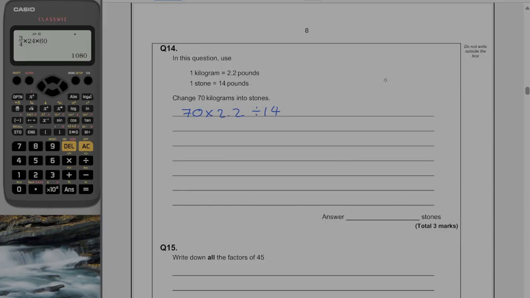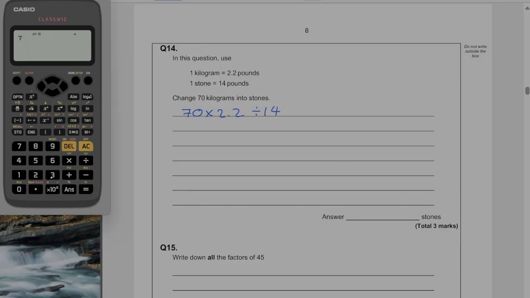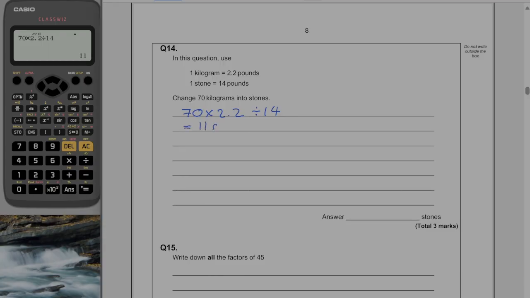I can treat it just like that. I don't need to go into any more detail really. So 70 times 2.2 divided by 14. So that's going to be 11 stone. So 11.